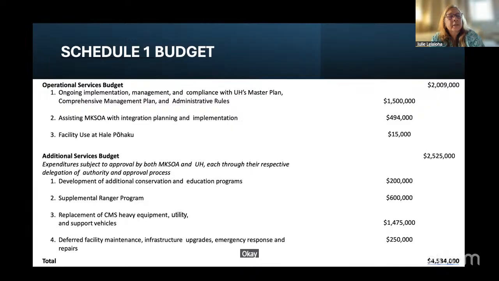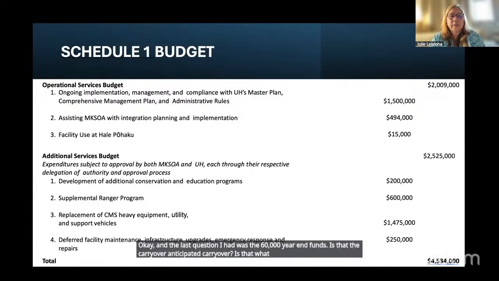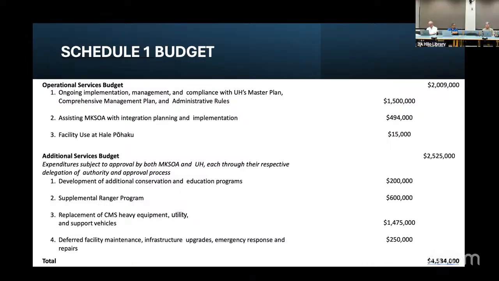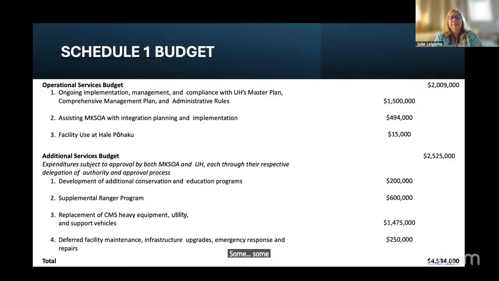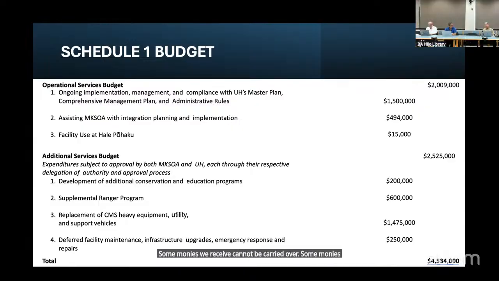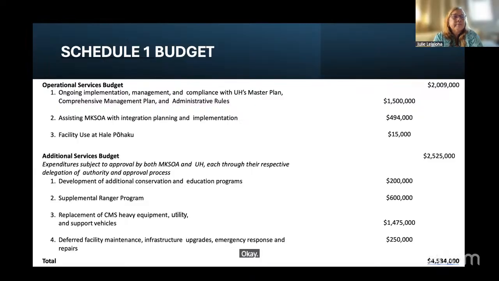Okay, and the last question I had was the 60,000 year-end funds, is that the anticipated carryover? Is that what you have through the end of this fiscal year? If anything we finish with, well, it's a little complicated, but that would be carried over, depending on what accounts those monies are sitting in. Some monies we receive cannot be carried over. Some monies we receive can be. Okay. Got it. Thank you.